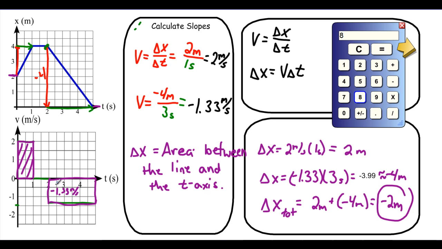Now, in this case, we only saw rectangles. And so we know the area of a rectangle is going to be length times width. But later on, we're going to see triangles, where the area of a triangle is going to equal 1/2 the base times the height. We'll see that when we start talking about acceleration. All right, but right now, we're only worrying about rectangles.